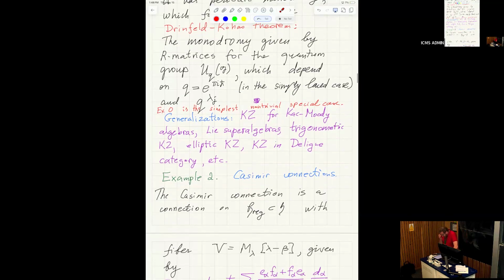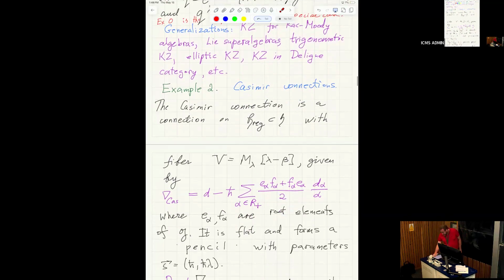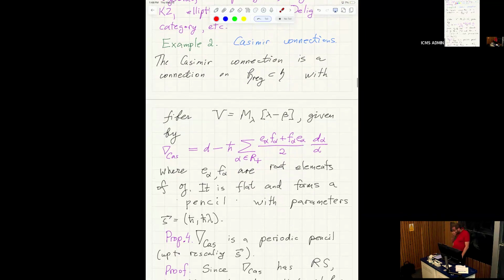The second example also comes from representation theory, and this is so-called Casimir connections, which were introduced by De Concini in the 1990s, and then studied intensively by Valerio Toledano Laredo and his collaborators. This is a connection on the variety X, which is the regular part of the Cartan subalgebra of the simple Lie algebra. And the fiber is the space like before, but only for one factor, M lambda of lambda minus beta.